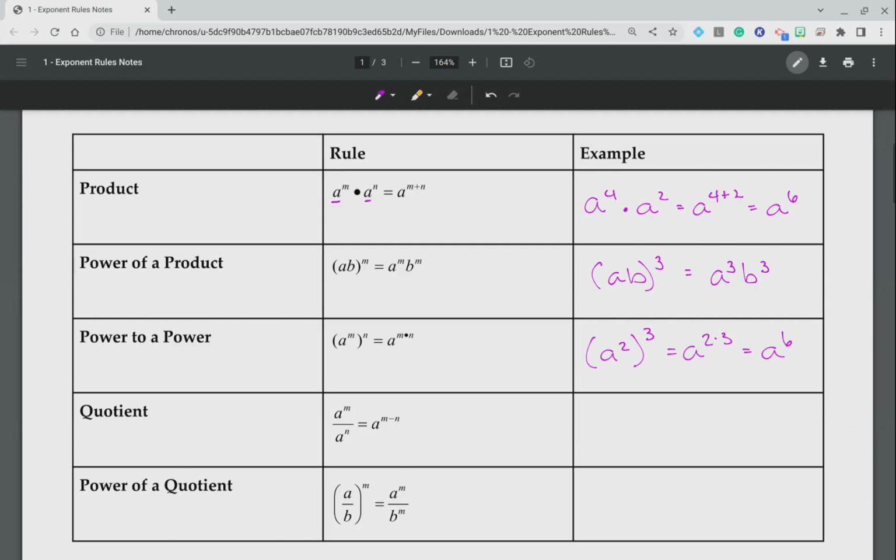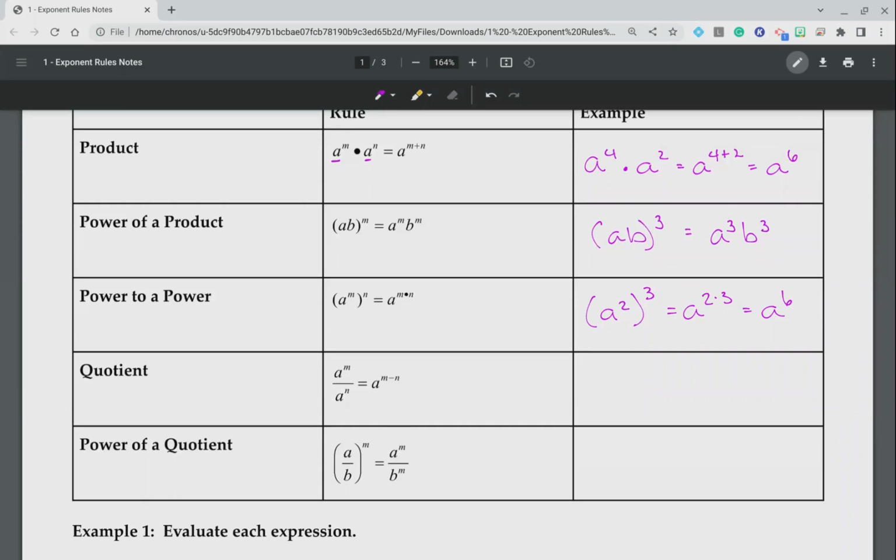All right, and when you're dividing the same bases with exponents, you subtract the exponents. So let's say we had A to the seventh power over A to the fourth power. Well, this is going to be saying A to the 7 minus 4, which is A to the third power.